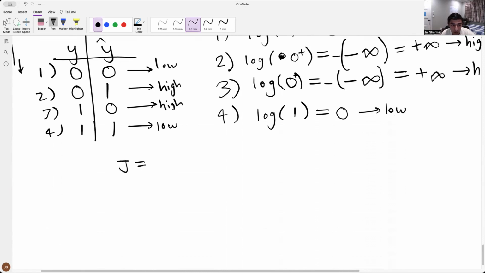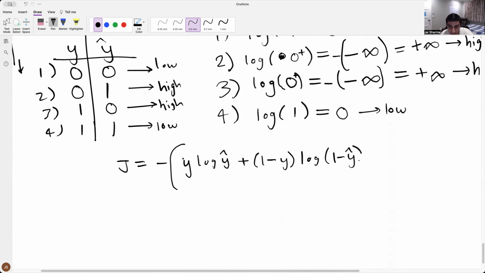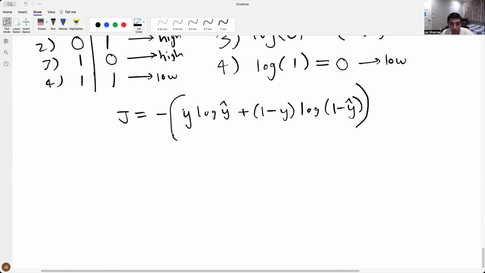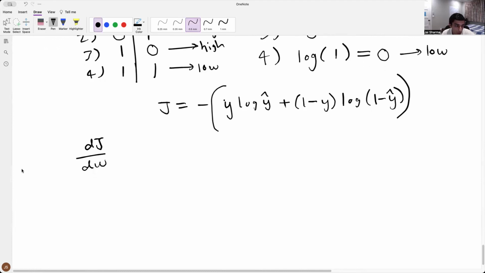So we have J is equal to negative of y log y hat plus 1 minus y times log of 1 minus y hat. We're going to find the derivative dJ/dw. Just like last time, remember we want to do w equals w minus alpha times dJ/dw, right?